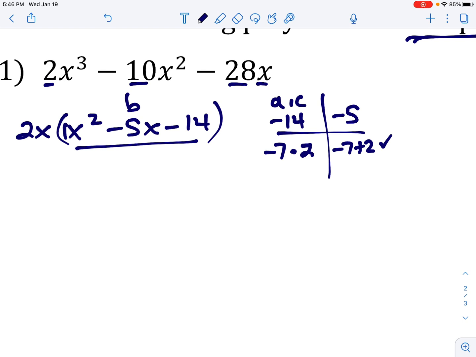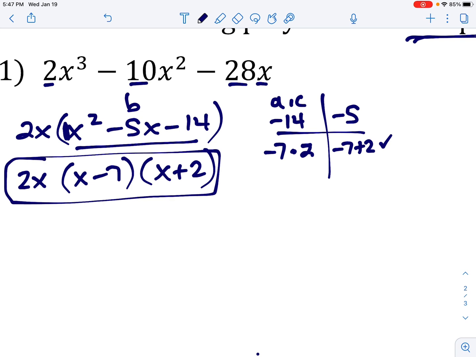So the factors, I'm still going to have my 2x. I'm going to have x minus 7, x plus 2. Since a is 1, I don't have to divide by a because it's just 1. And if I divide by a, it's going to be the same thing anyway. So I don't need to divide anything. And this is my final answer. Okay.